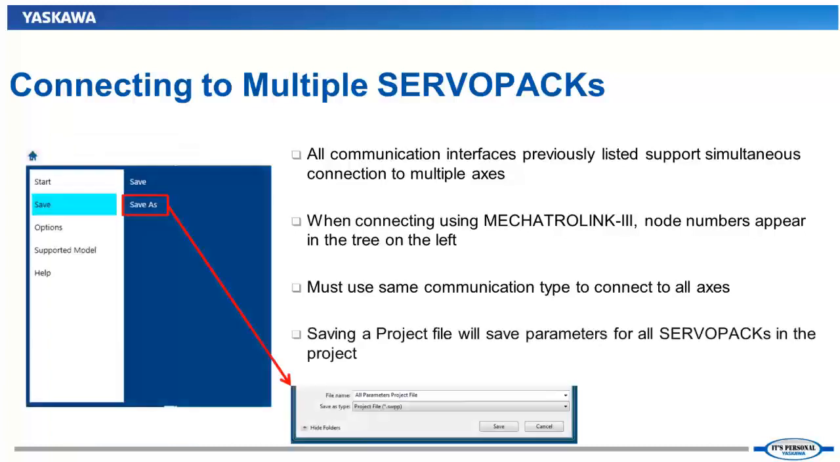As well as now we have a new feature. Instead of saving individual SERVOPACK parameters, you can save a project file which will contain the parameters for all the SERVOPACKS in the project. So now instead of having, for a 4-axis machine, 4 separate parameter files, you now have one project file, which contains the parameters for all of your SERVOPACKS, which is pretty handy.